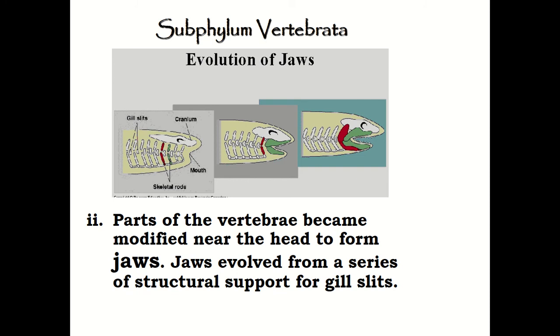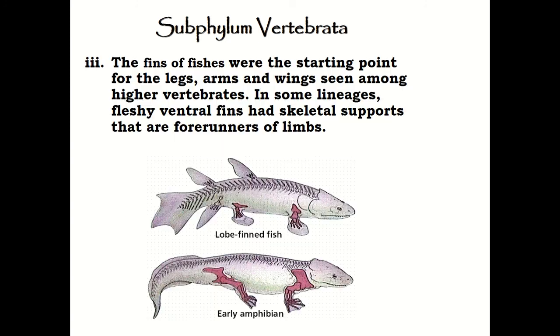Next is the evolution of the jaws. Parts of the vertebrae become modified near the head to form a jaw. So jaws evolved from a series of structural supports for the gill slits.